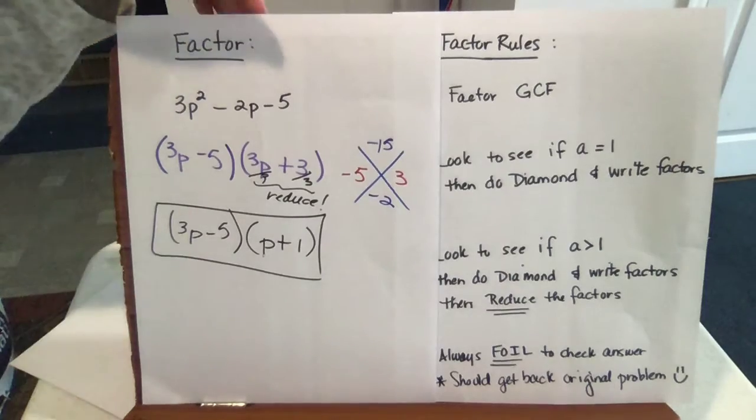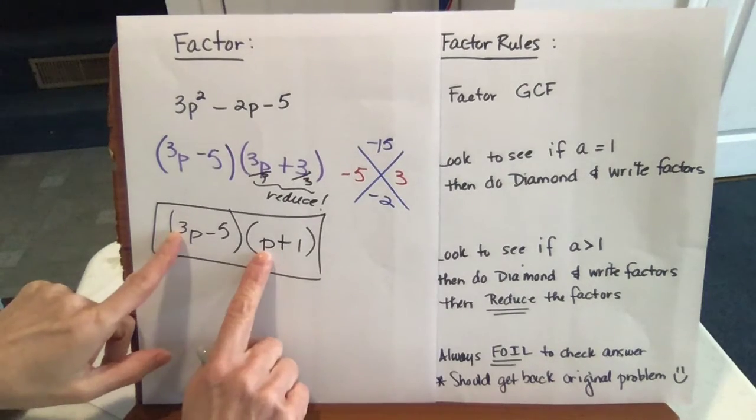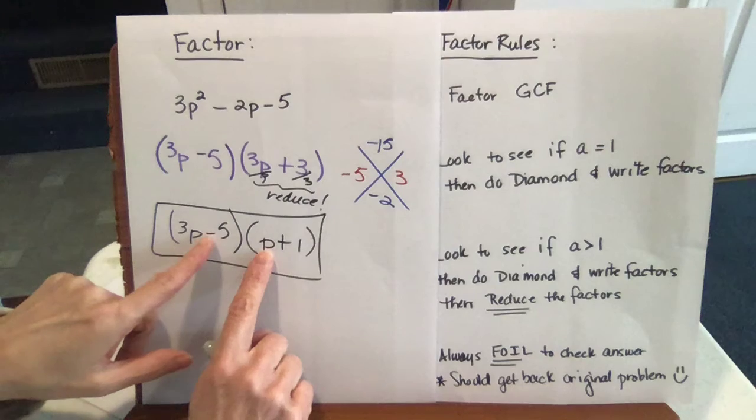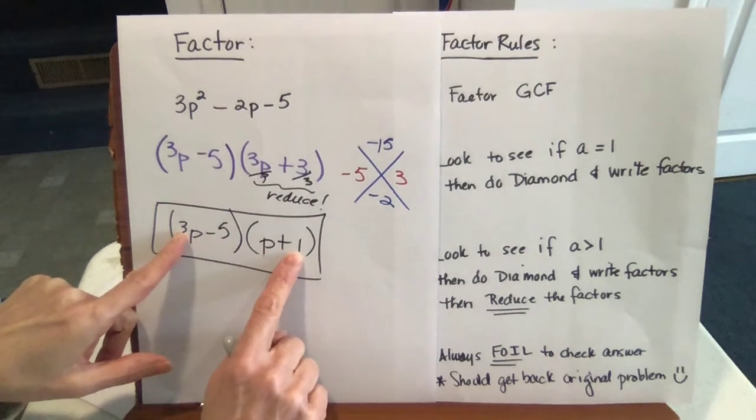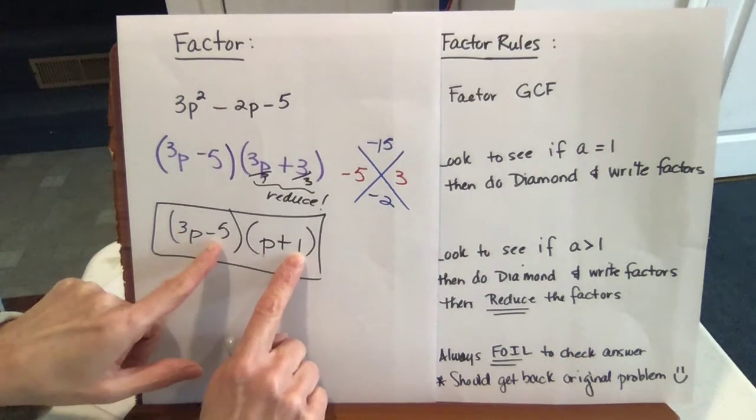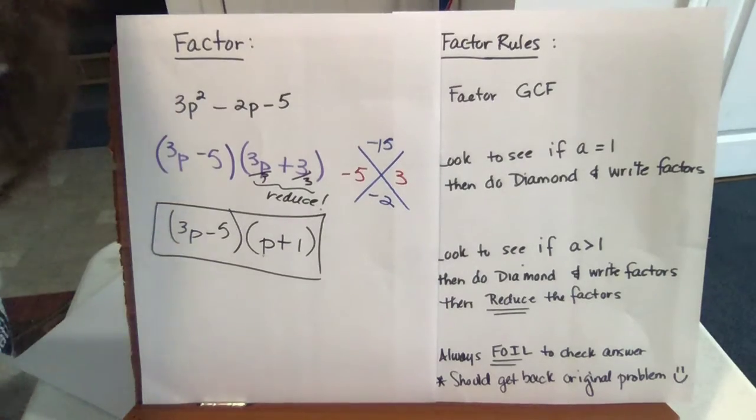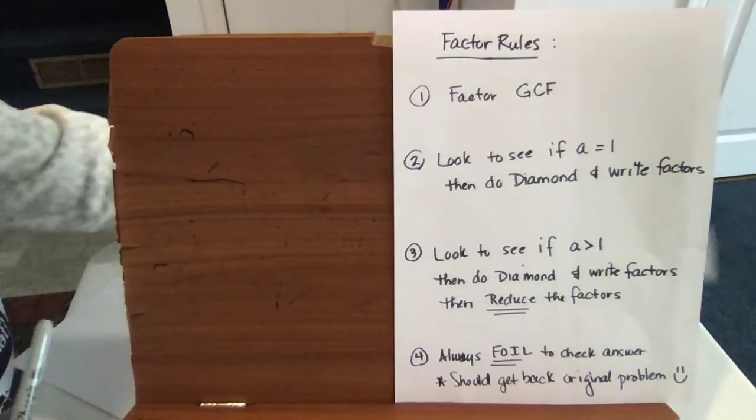And that's our factorization. And again, quick check. 3p squared minus 5p plus 3p is -2p and minus 5. All right, let's check another one.